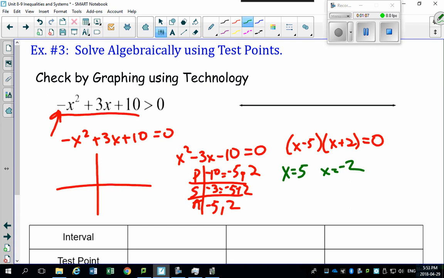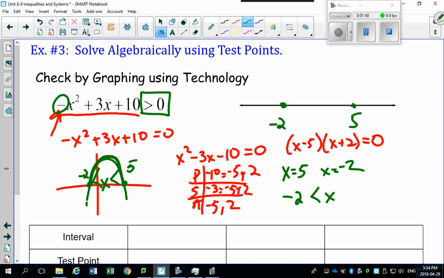Yes? Yes. Put that on this number line right here. There's minus 2, there's 5, right? We know that negative shows us that it's going to be opening downwards. Now, we want values that are greater than 0. Obviously, from this graph, we know that those values are in between those 2 points right there. No ifs, ands, or buts. We know that x lies between minus 2 and 5. No questions asked. I know my answer is going to be minus 2 less than x less than 5. I know that's going to be the answer.